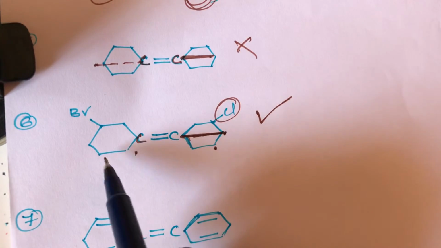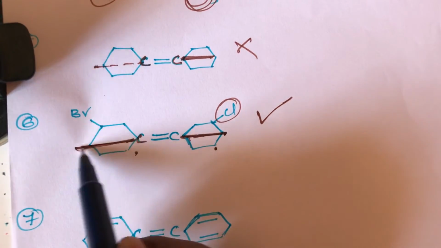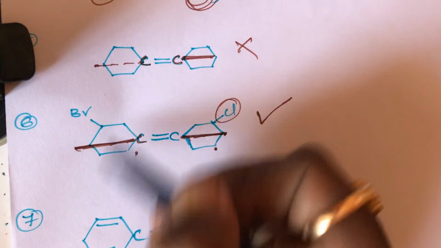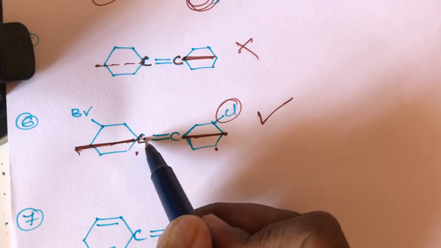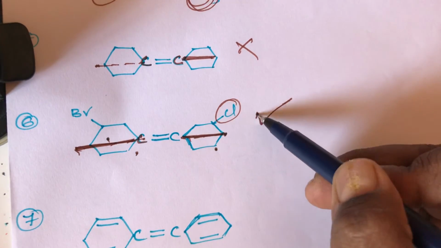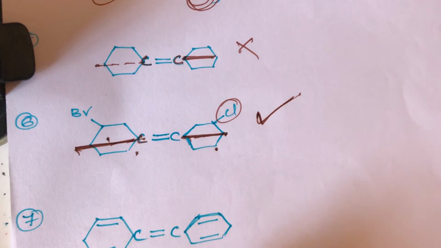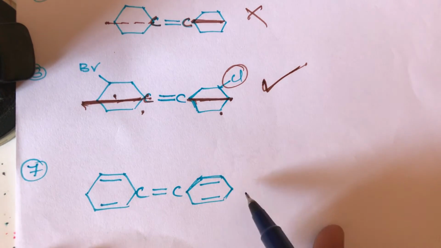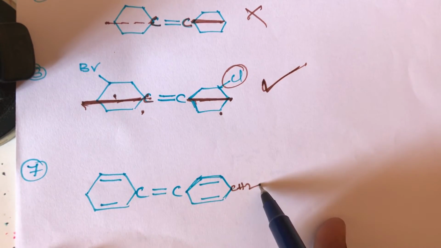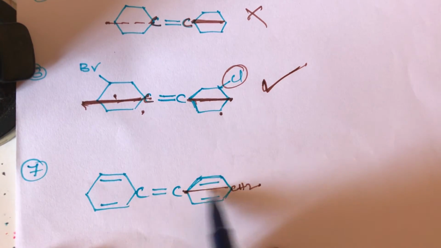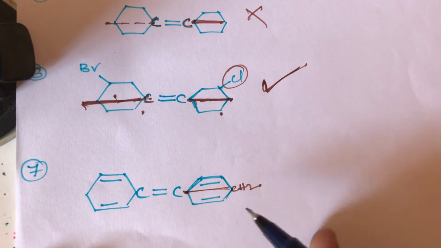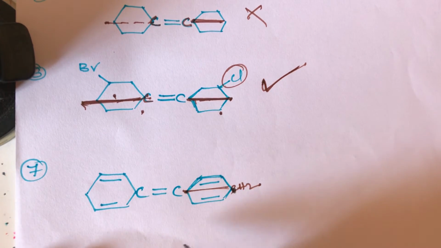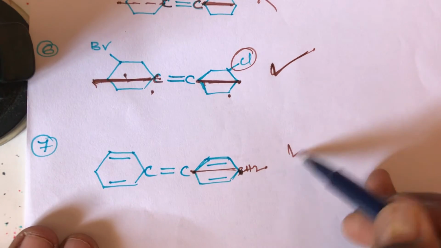If you cut the cyclohexane here, two halves are formed. Above the plane and below the plane there are different groups. Both are different, so that's why it exhibits geometrical isomerism. And what about this one? It also exhibits geometrical isomerism. Why? Because here there is a CH2, and if you cut here, this compound shows geometrical isomerism.